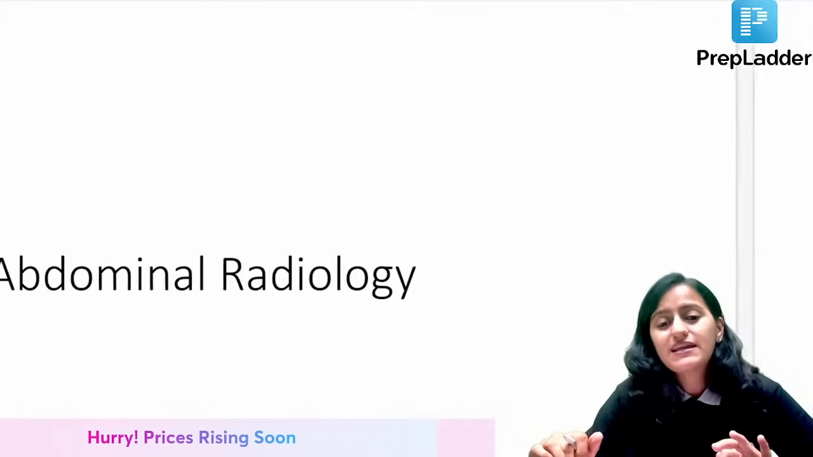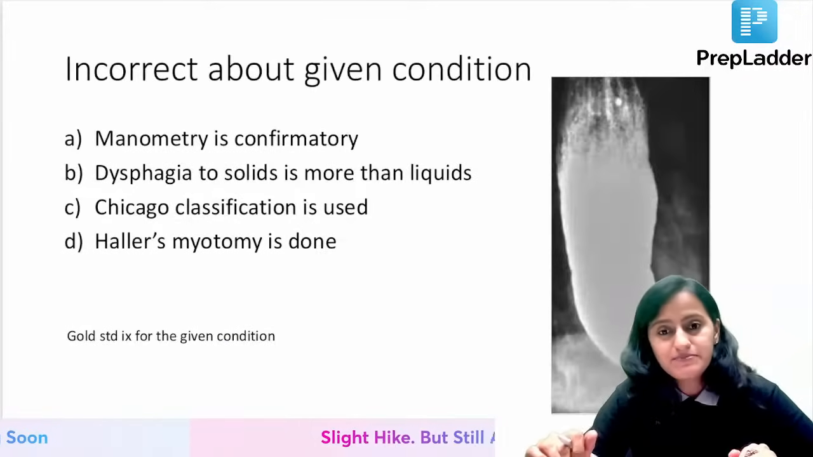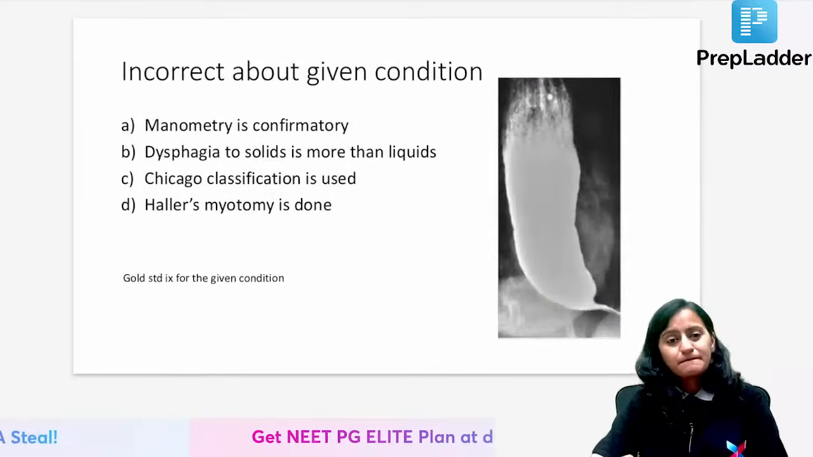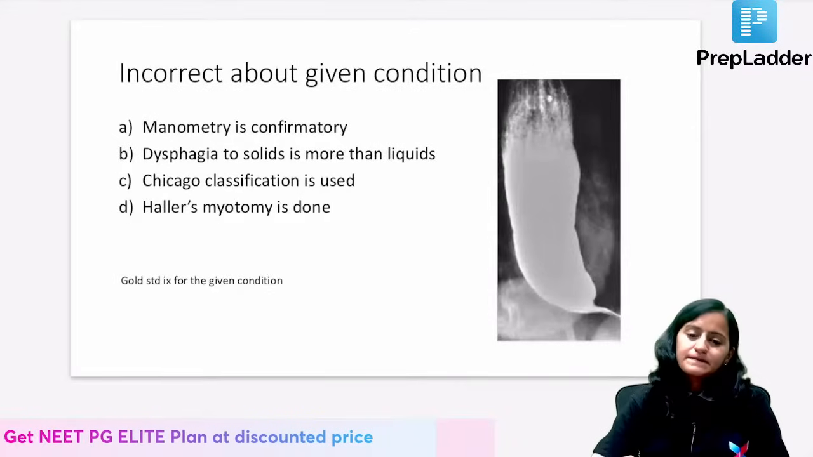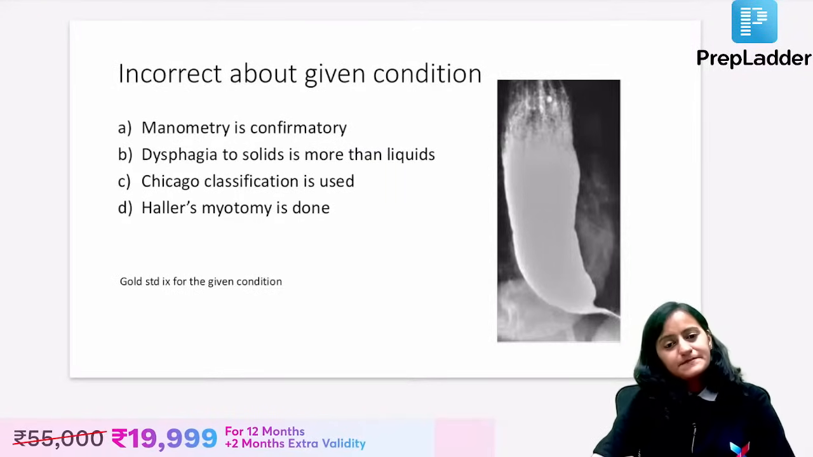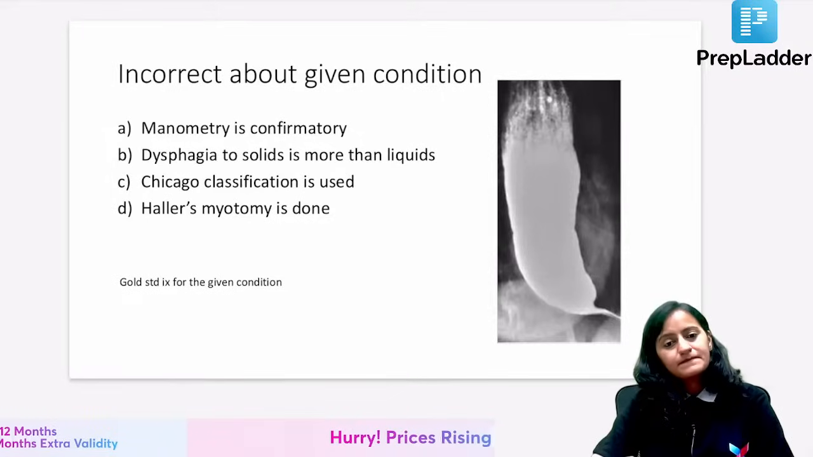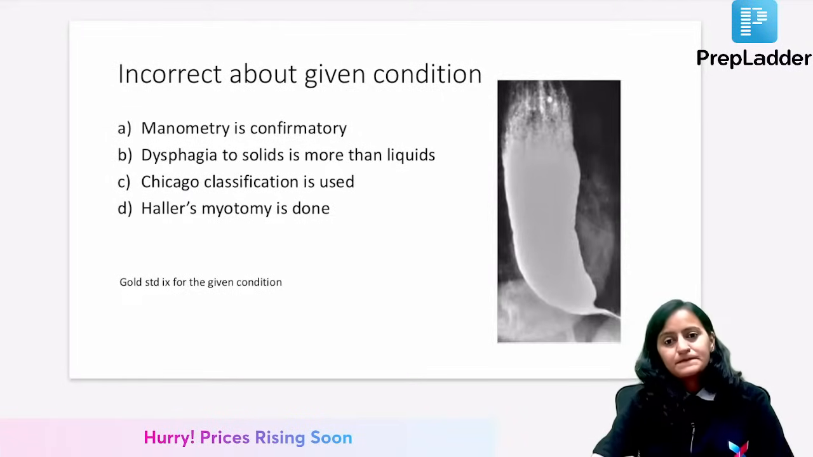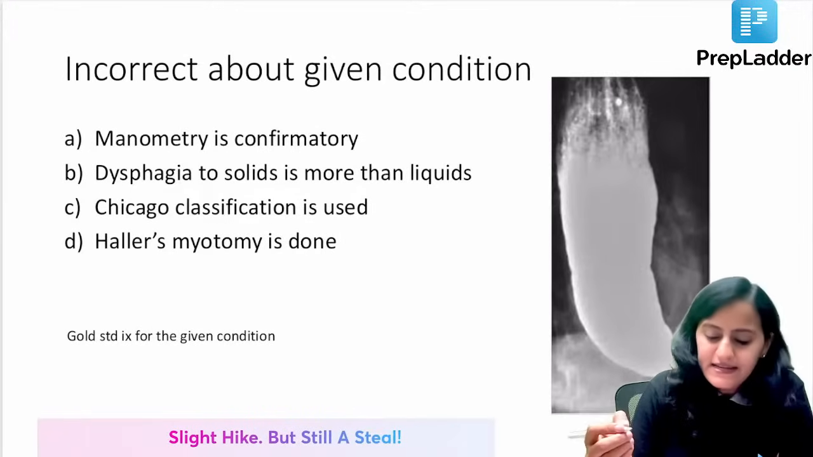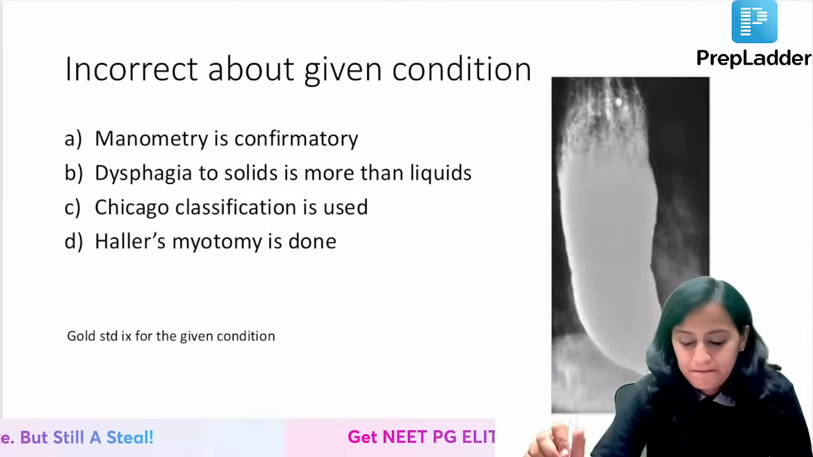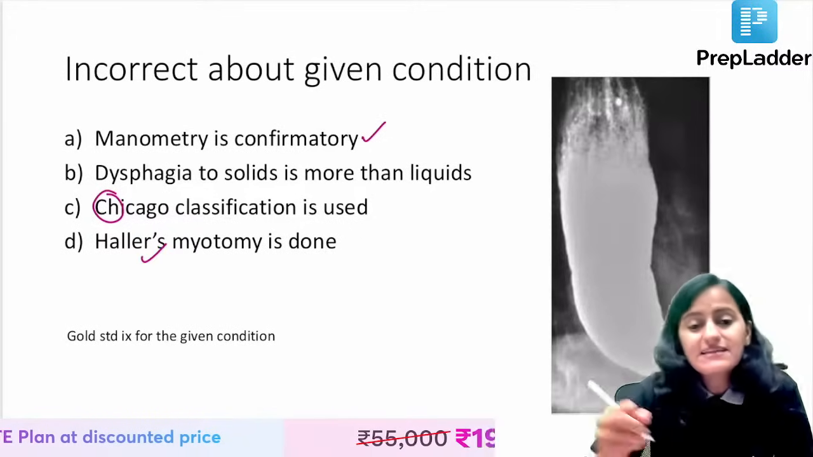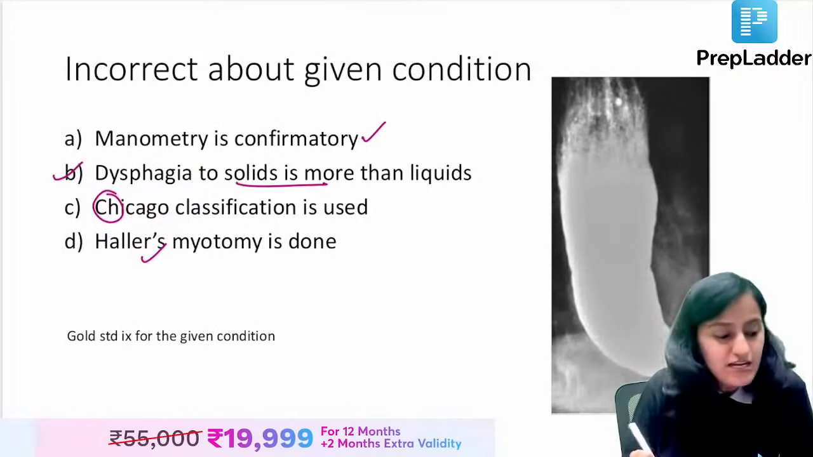Right, going on to the next one, abdominal radiology. Right, the favorite for the exam. What is this image showing? Very good. That is achalasia cardia. So what is incorrect? Manometry, confirmatory Chicago classification for achalasia, Heller's myotomy is done. Dysphagia to solids is more.